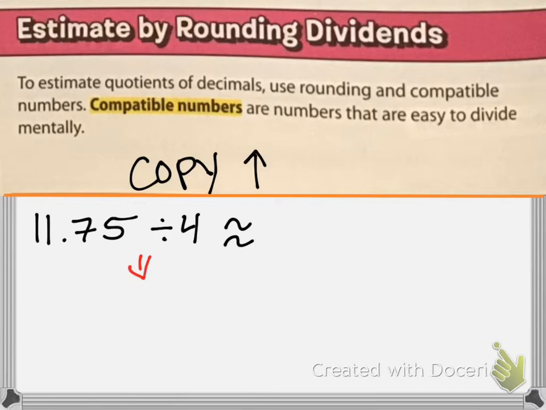Yeah, I could change it to a 12. 11 and 75 hundredths is almost 12 anyway. And then we think about it, 12 divided by 4, that works. On your fingers, what is 12 divided by 4? On your fingers. 3, yes.